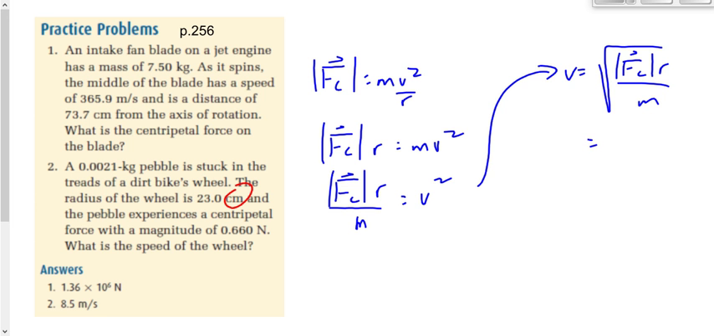So what do we got here for the centripetal force? 0.660 newtons times r, 0.23, divided by the mass here of 0.0021. That's a pretty small force, right? 0.660 newtons. Why do you think it's such a small force?